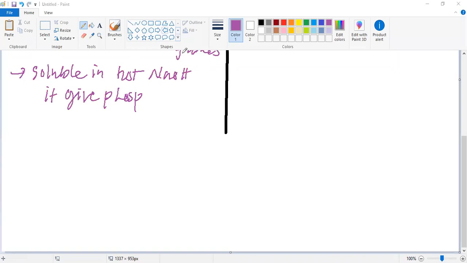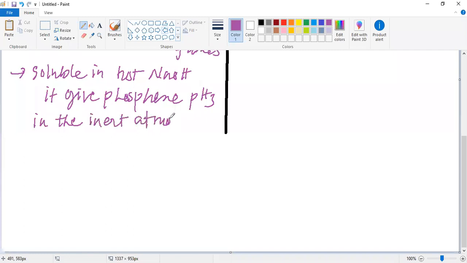It gives phosphine, PH3, in the inert atmosphere. Please remember, in the inert atmosphere. Let us write the chemical equation for this.